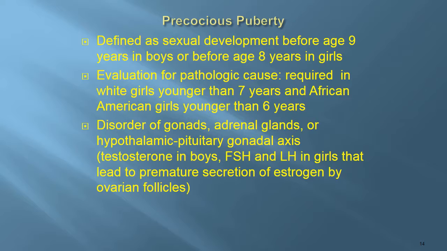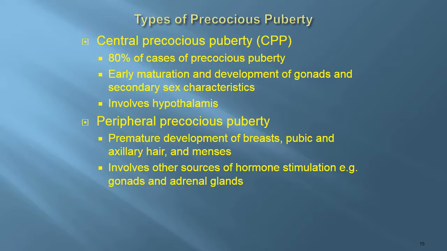Box 46-4 on page 1465 identifies very specific causes of precocious puberty. Treatment is directed toward the specific cause, if it's known. Types of precocious puberty. Central precocious puberty, or CPP, occurs in 80% of the cases. It involves early maturation and development of gonads and secondary sex characteristics. It involves the hypothalamus.